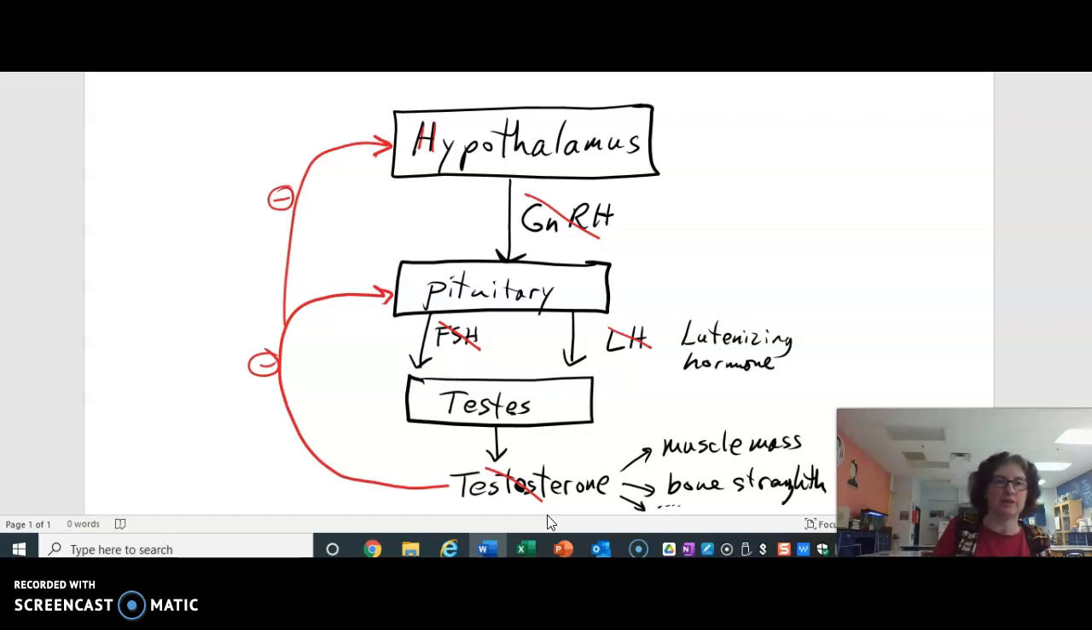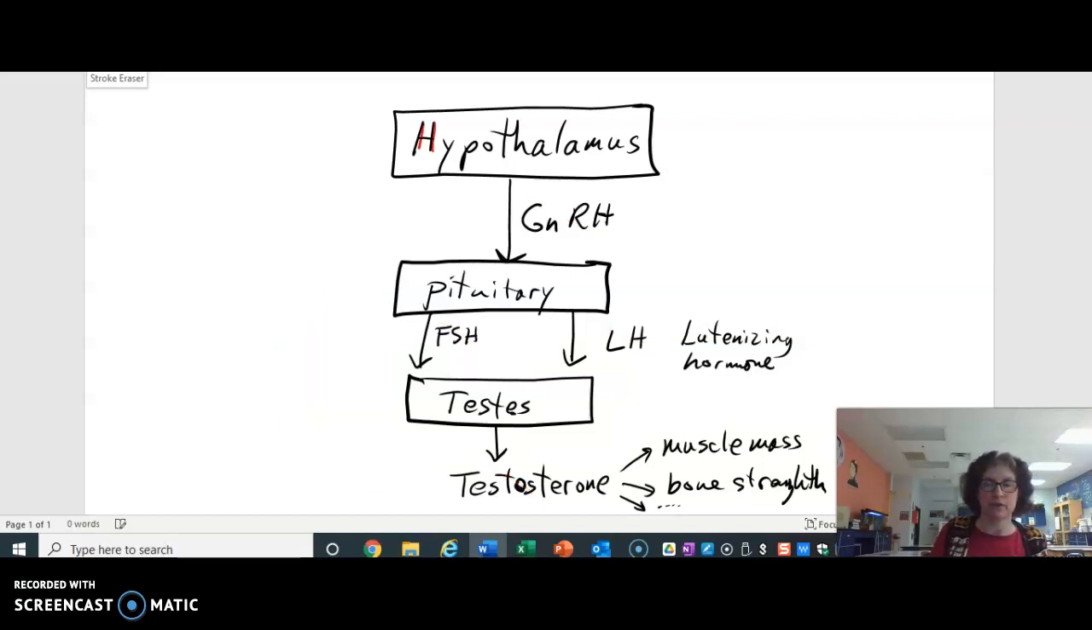Now, what I didn't include here, if I go back and erase the negative effects just for a moment. Okay, so here it is back. What I didn't include here is that there are extra effects along the way.